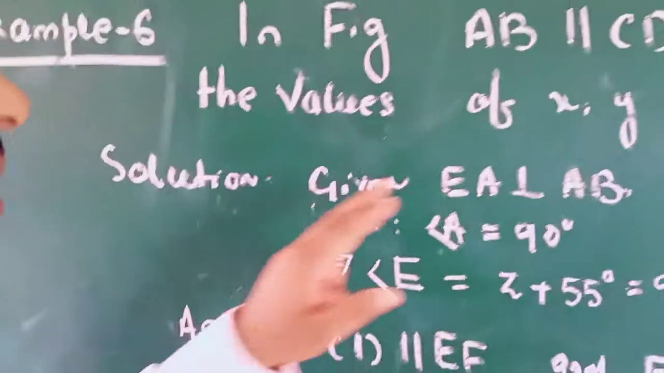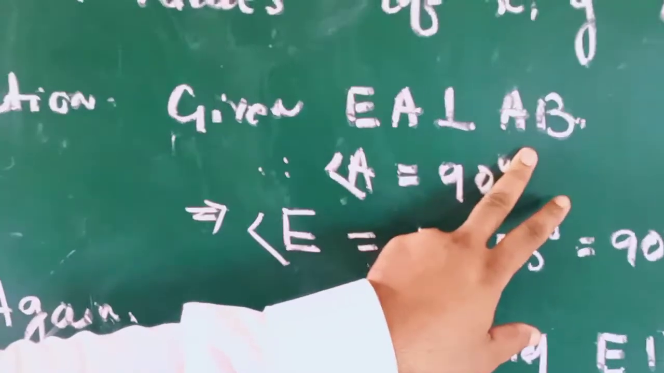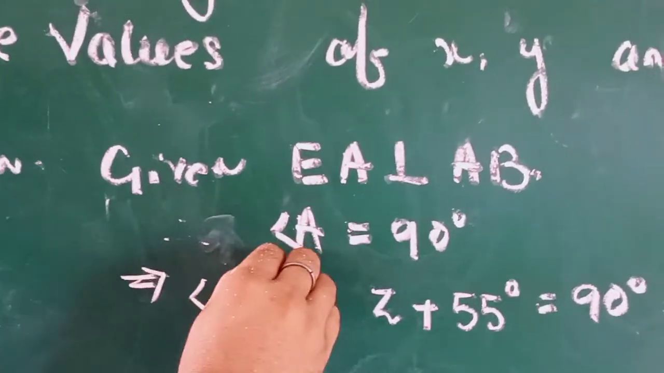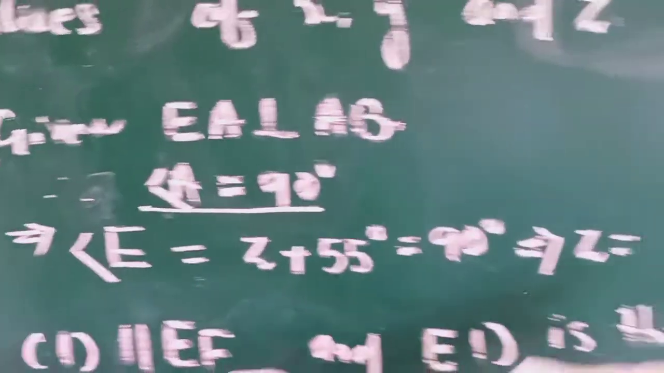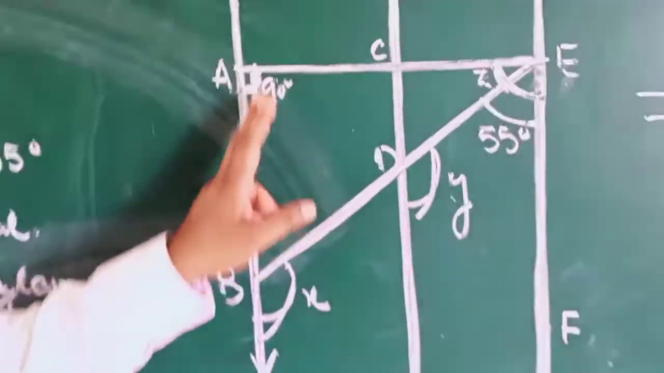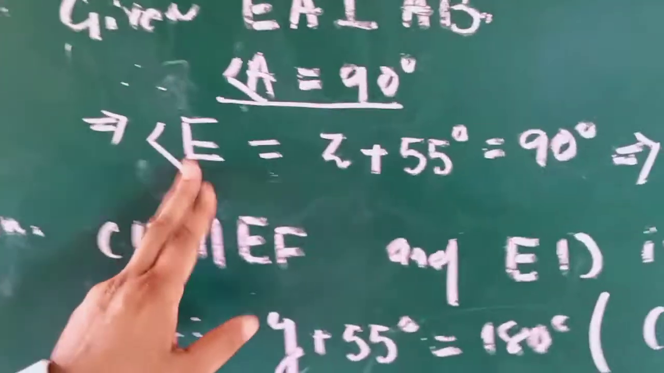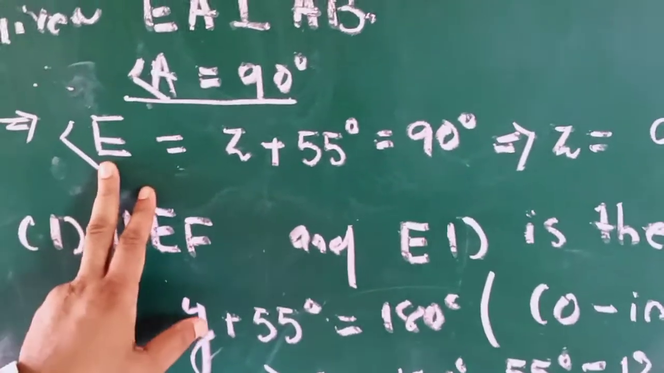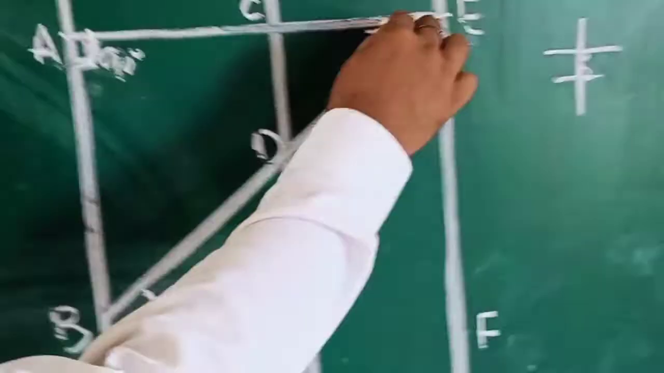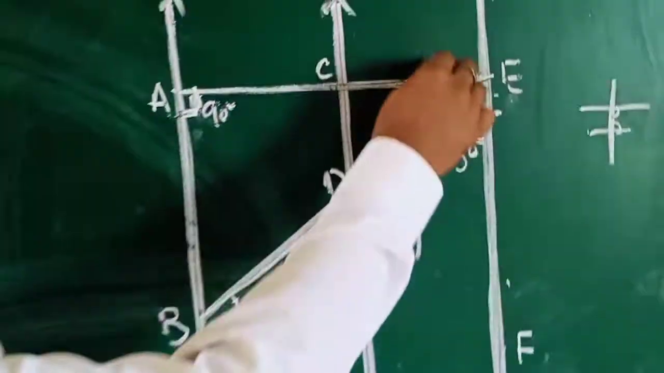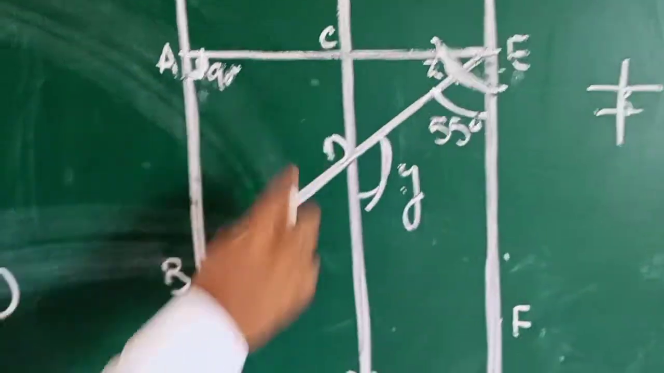So given EA is perpendicular to AB, therefore angle A is equal to 90 degrees. So that implies angle E. Where is the angle E? That is angle E, this angle E, or you can say CEF. So E is equal to 90 degrees, co-interior angles.